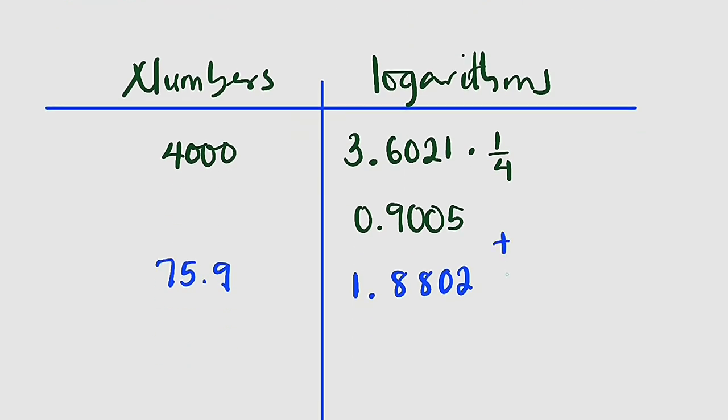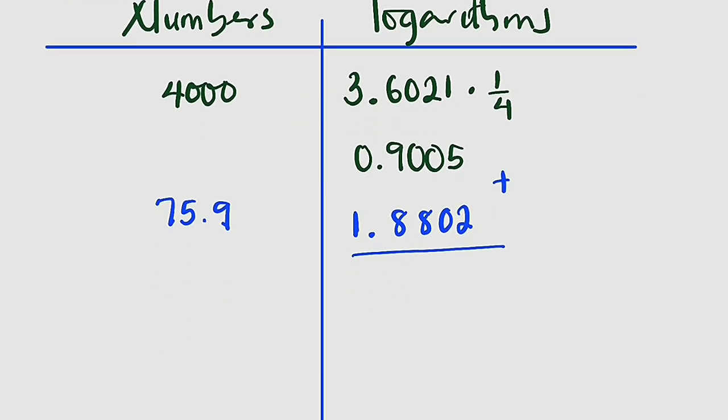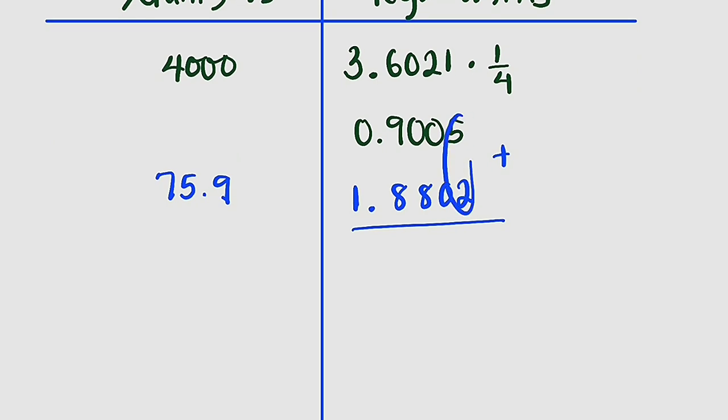Therefore, we are going to add the two together. So we add: 5 plus 2 is going to give us 7. 0 plus 0 is 0. 0 plus 8 is 8. And 9 plus 8 is 17. We have 1 left over. 0 plus 1 is 1. Plus that 1, we have 2. So this is what we have.